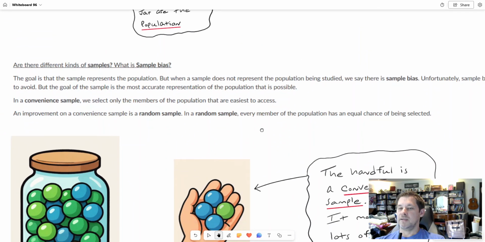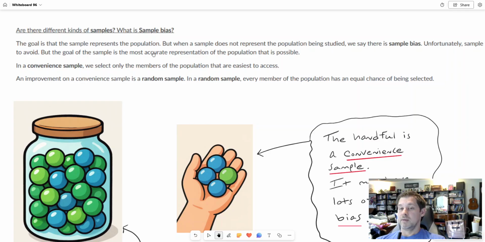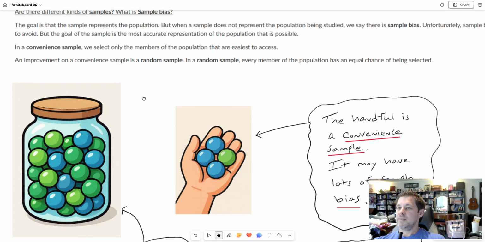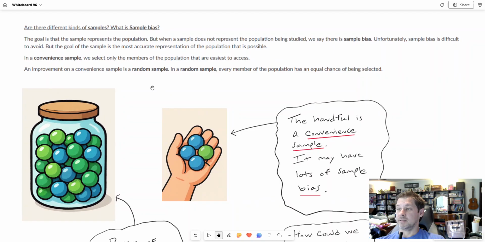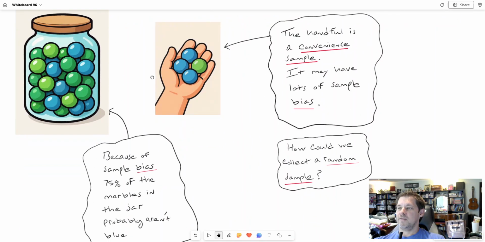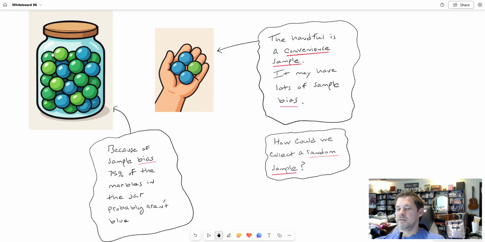Because we could talk about different kinds of samples. In my example that I just gave you, we had the jar and we wanted to study what's in the jar, and we reached our hand in and took some off the top. In this case, there is going to be something called sample bias. Think of it like this: if I reach into the jar and take a handful of marbles, there's no guarantee that what that handful is like is going to be what the jar is like.